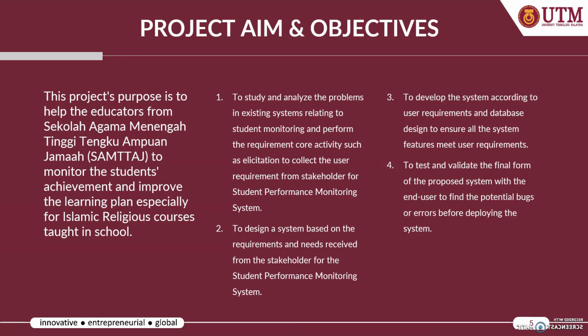The project aim is to help the educators from Samtaj monitor the student achievement and also improve the learning plan. For the project objectives, the first one is to study and analyze the problem in the education system and also perform the requirement core activities such as elicitation. The second one is to design the system based on the requirements and needs. The third one is to develop the system according to the user requirements. And the last one is to test and validate the final form of the proposed system.